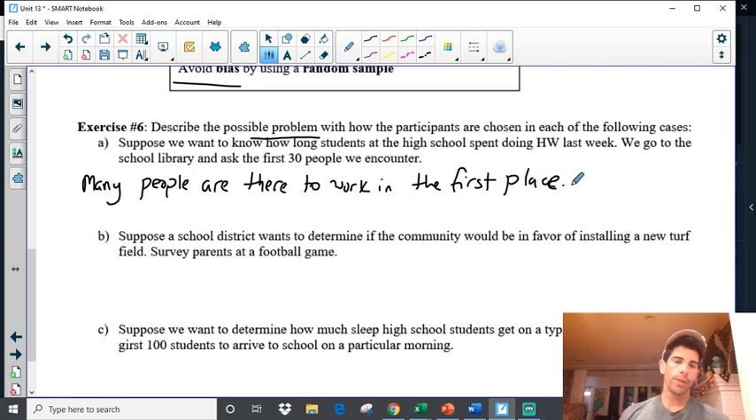B. Suppose a school district wants to determine if the community would be in favor of installing a new turf field. Survey parents at a football game. Why would this be a bias? Because you're surveying people that are there to enjoy a game. So those people would be biased towards having a new turf to watch their football games on.